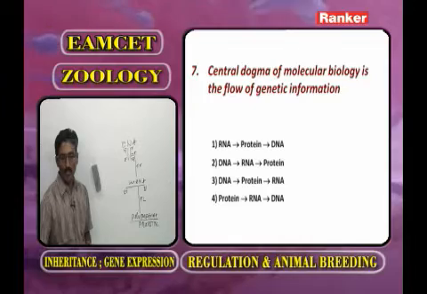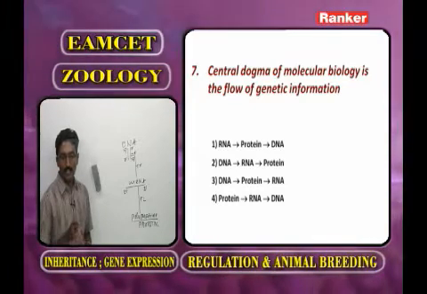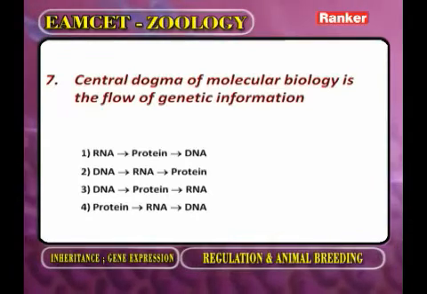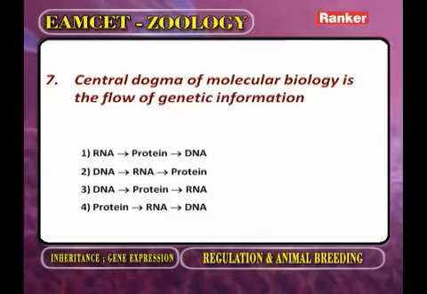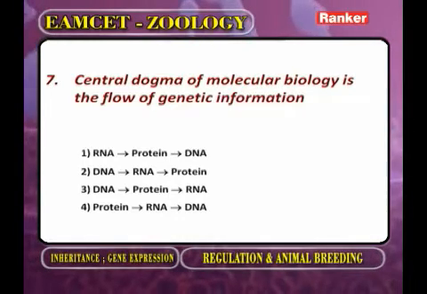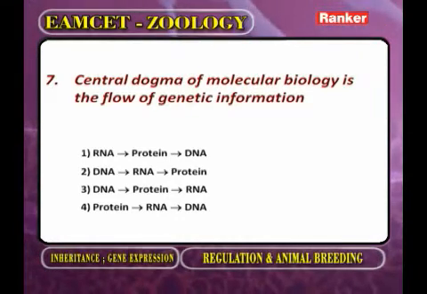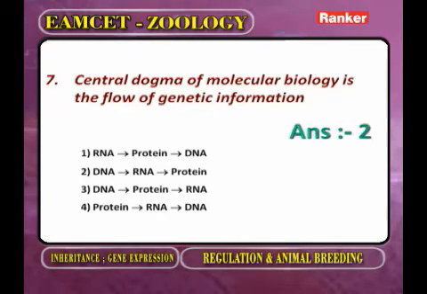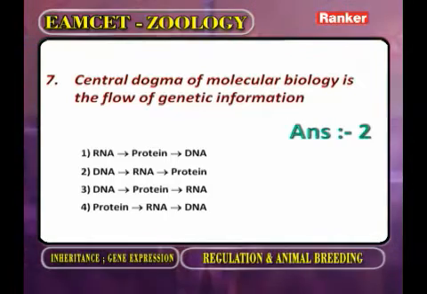Now here you have to observe, what is the central dogma? DNA gives rise to mRNA, that gives rise to the protein. Now the correct answer is DNA, RNA, meaning here mRNA, and protein. The next one.